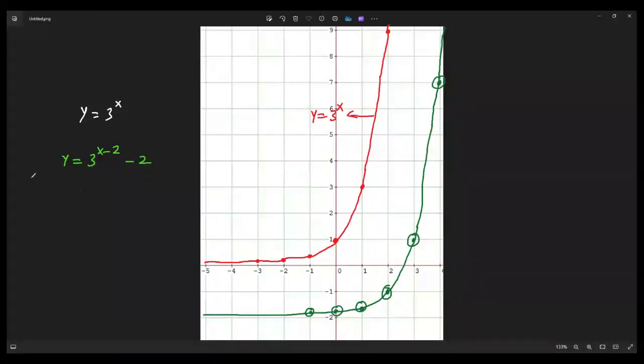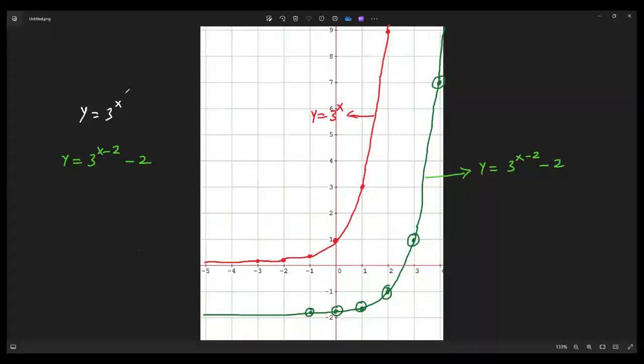Okay, now I got the graph of the given function. So this green color graph is the graph for our function y equals 3 to the power x minus 2, minus 2. So I have sketched the graph of the function y equals 3 to the power x minus 2, minus 2. So here we have to notice one more important thing.